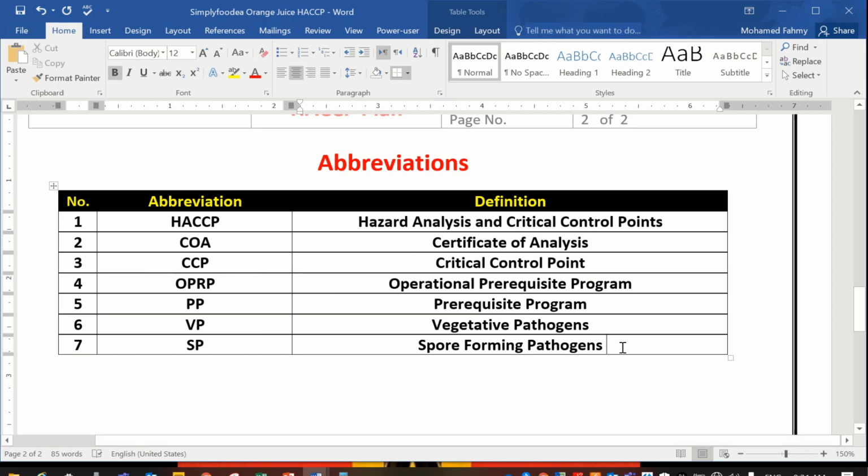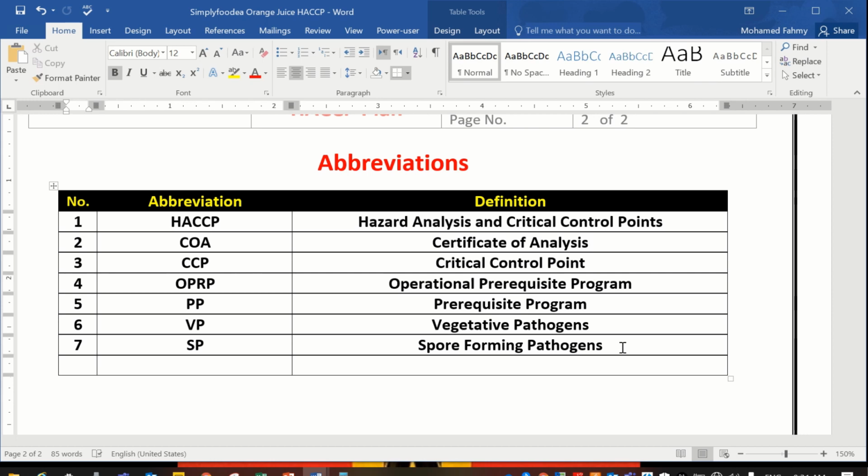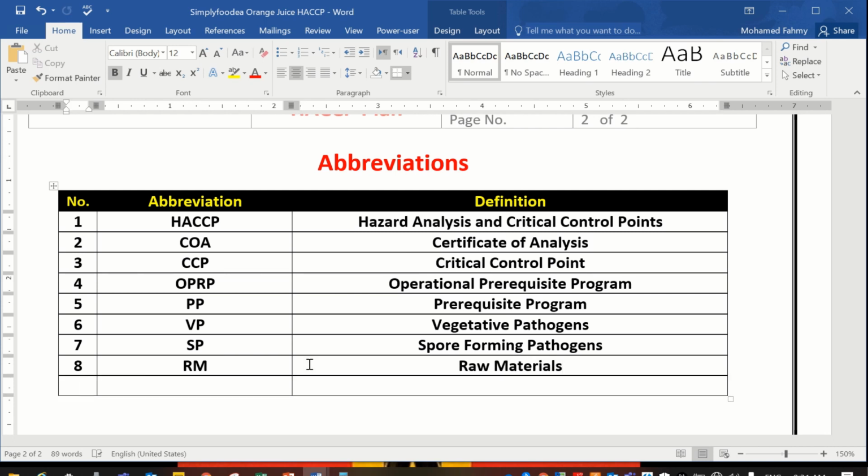Also, we can write number 8, RM stands for raw materials. Number 9, PM stands for packaging materials.